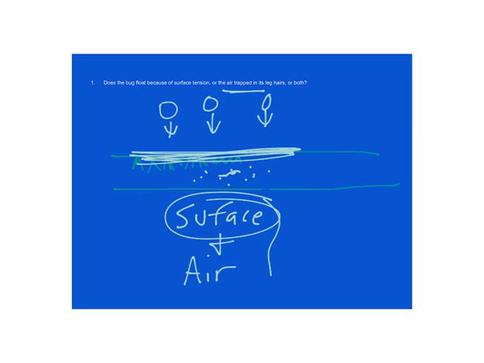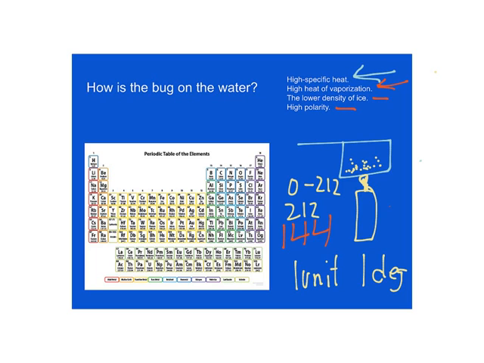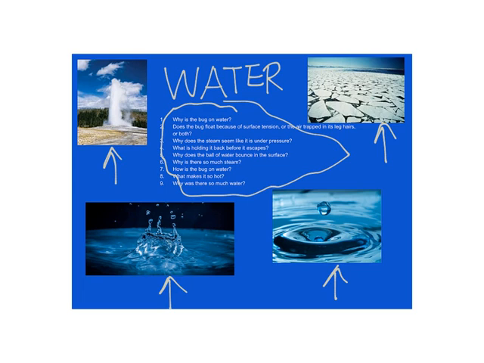Does the bug float because of surface tension or the air trapped in its leg hairs, or both? It's both. Surface tension and that it has air in the teeny tiny hairs on its legs. How is the bug on the water? Surface tension. That's the basic thing. Things can float on water because of surface tension. And then we just have water. It occurs in three different phases: steam, ice, liquid. That's all.